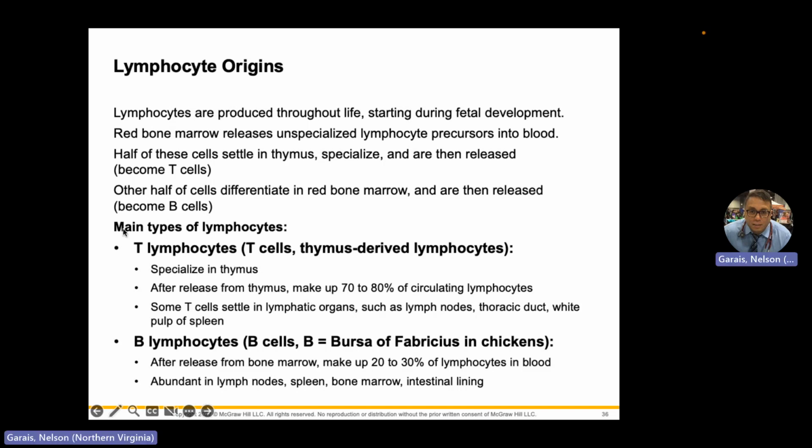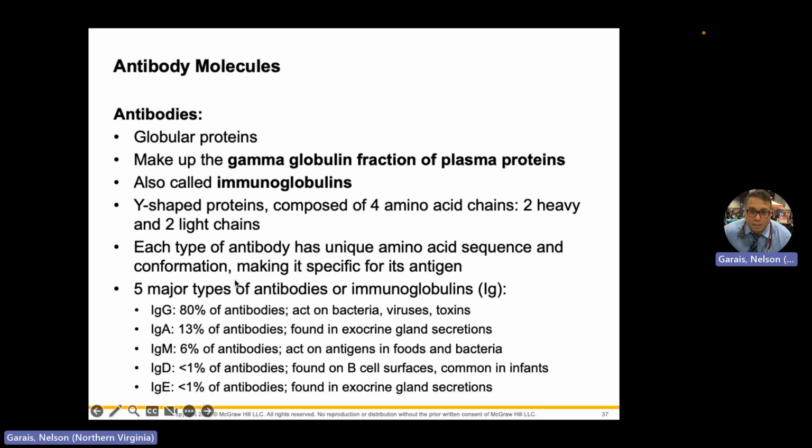B cells and T cells, we already know T cells are from the thymus, and B cells are from bone marrow. Don't worry about this bursa of Fabricius of chickens. It'll just confuse you. Think B, bone marrow. T, thymus. Antibodies are proteins. Again, one of the gamma globulins. Again, part of your plasma proteins.